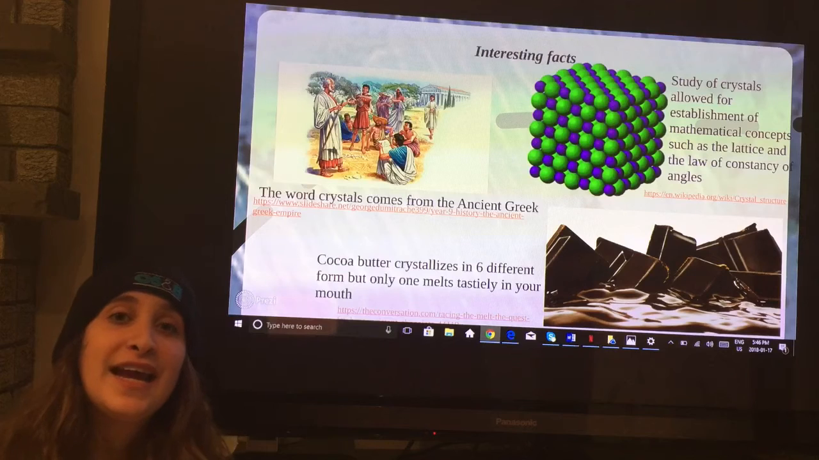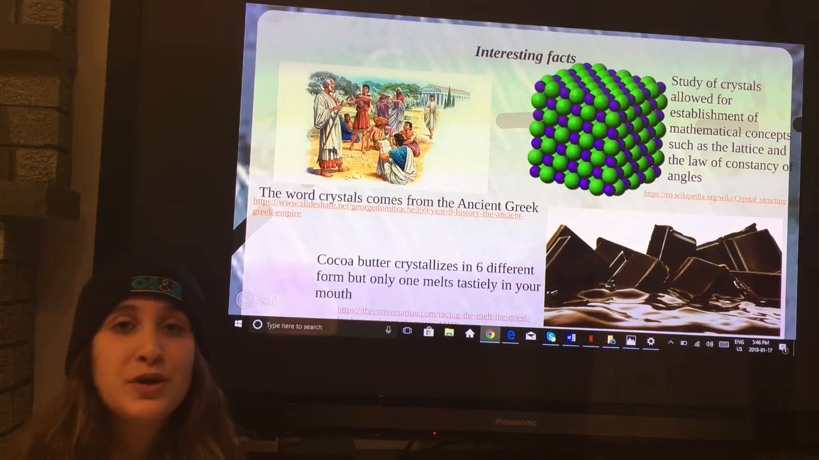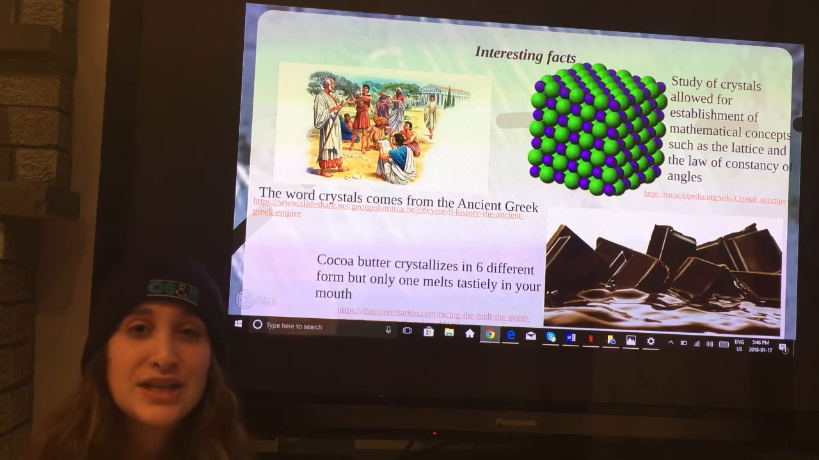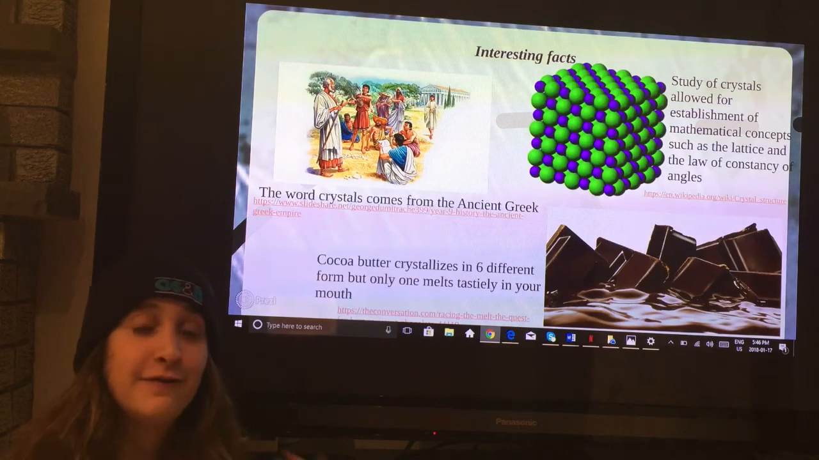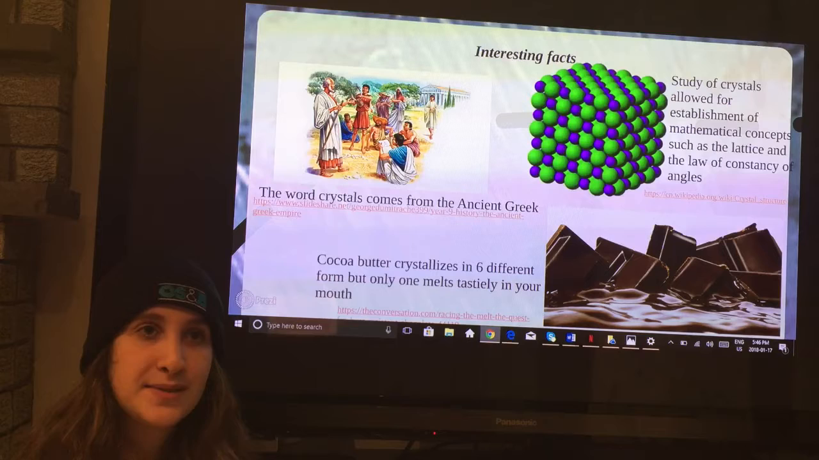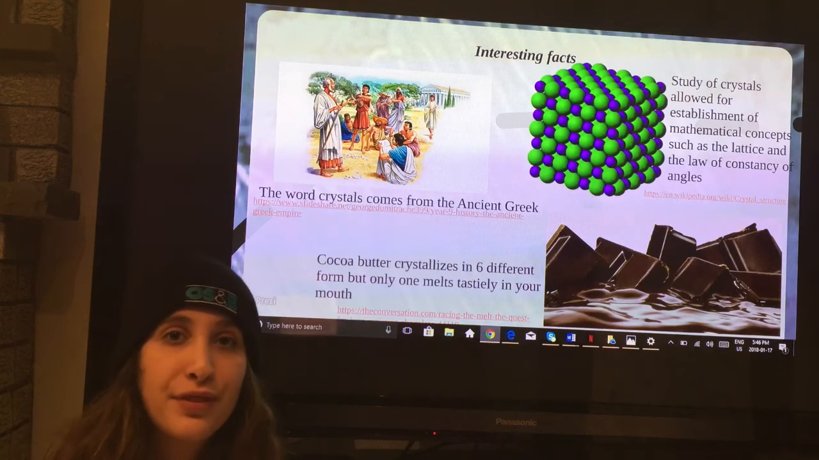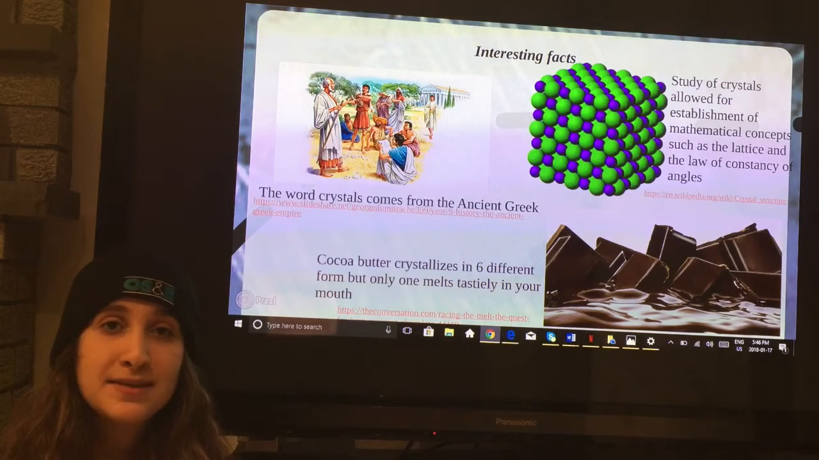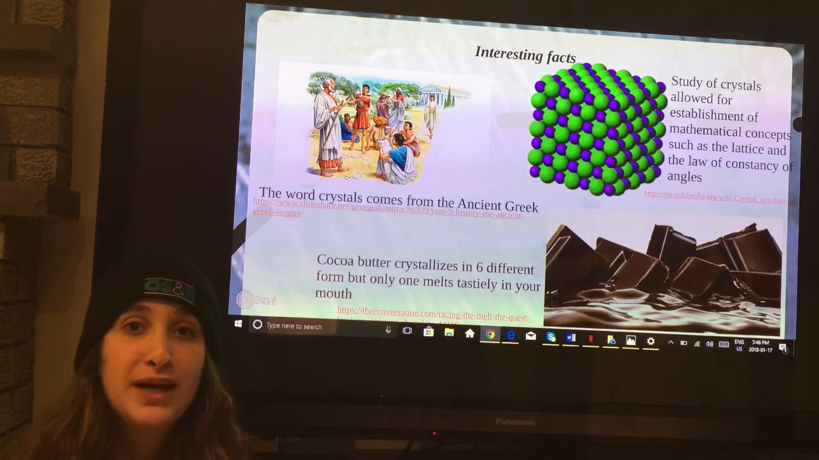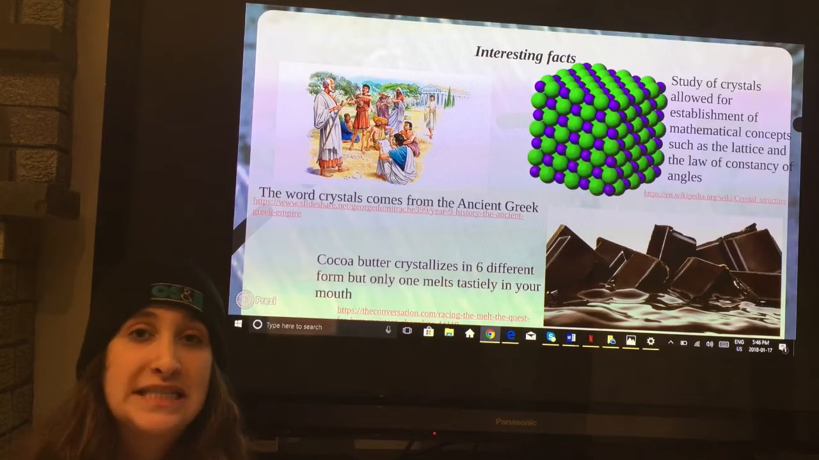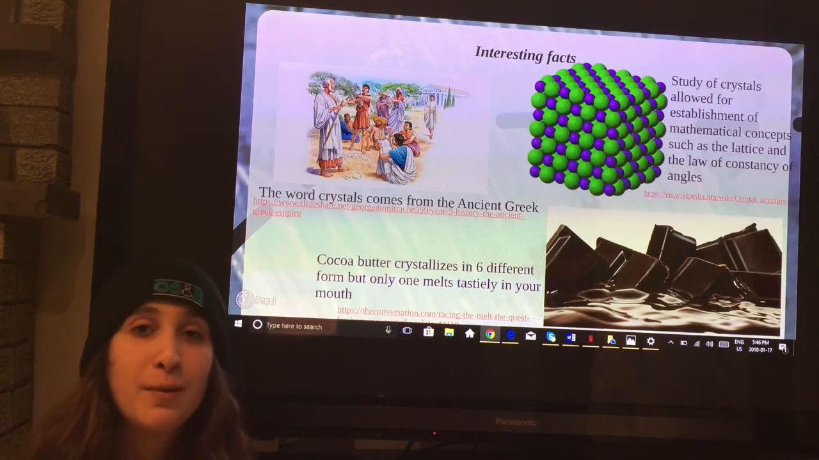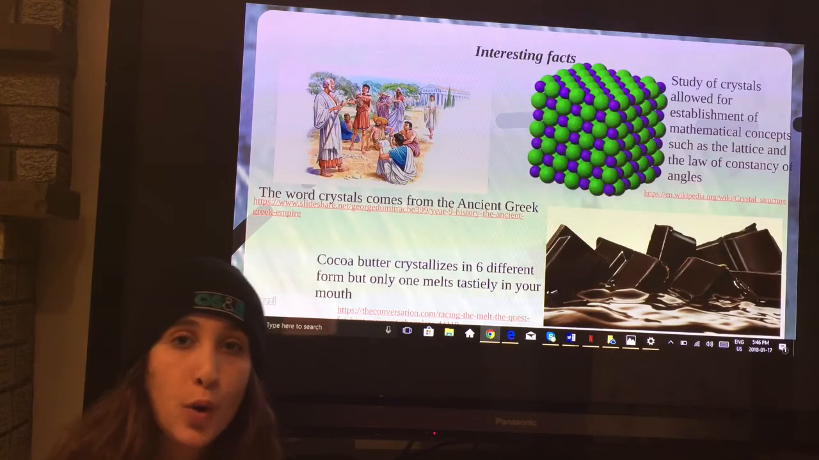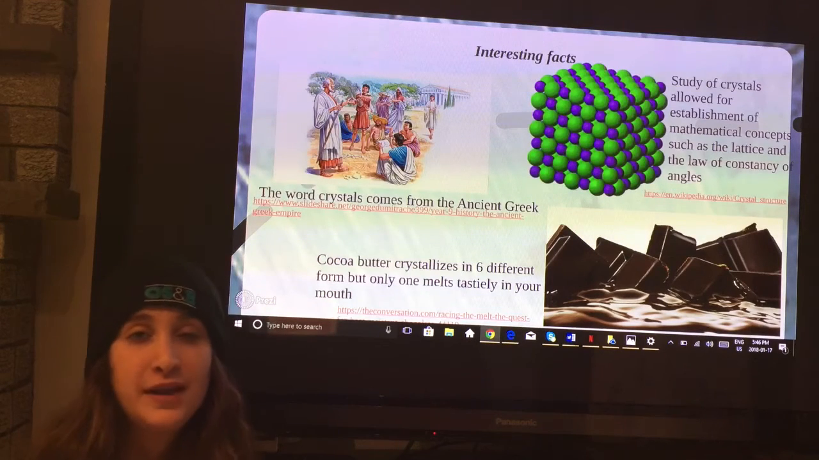As well, there is the idea of cocoa butter, which is one of the most important ingredients in chocolate. And basically, it actually crystallizes in 6 different forms, but only one of these forms melts tastily in your mouth. So a lot of the times, this form that we find so tasty is not actually very stable. So if you keep chocolate in your mouth for too long, it will start to go into a more stable form that's actually very sandy and coarse, and it will have a very weird feeling on your tongue.